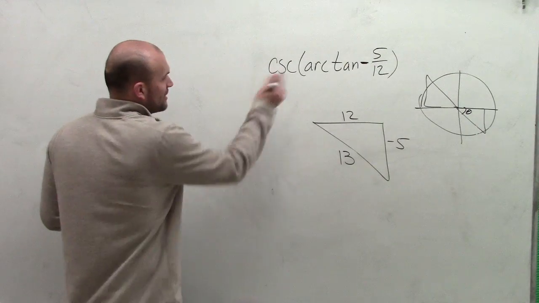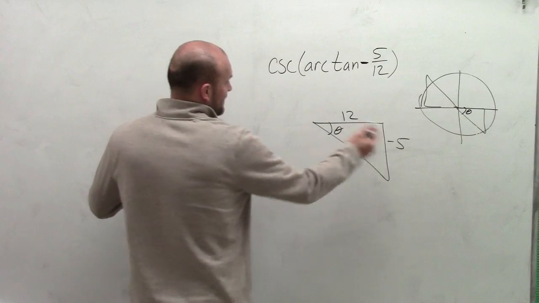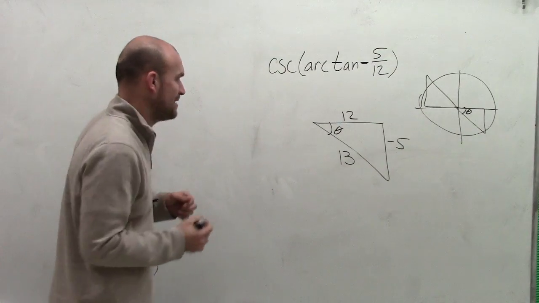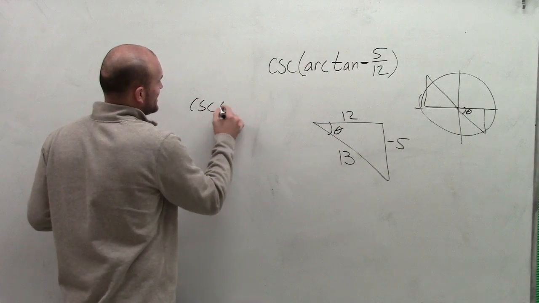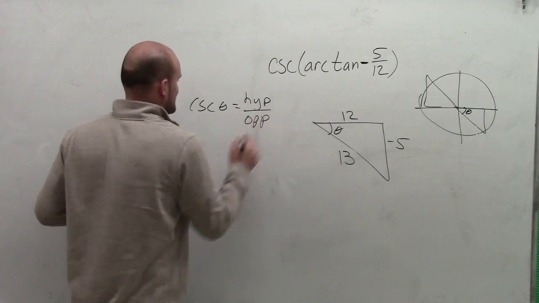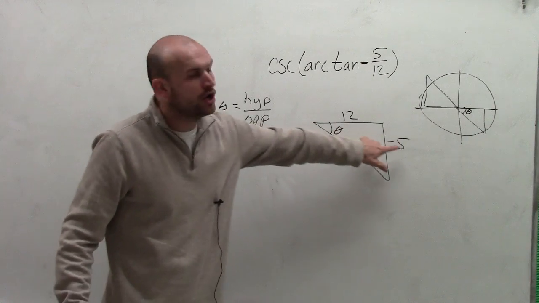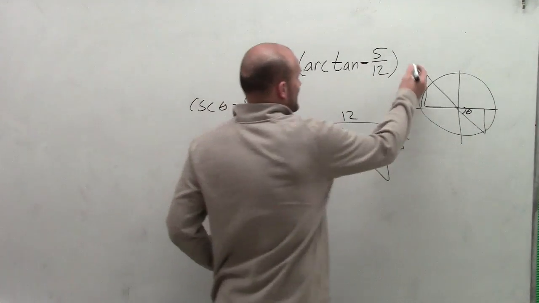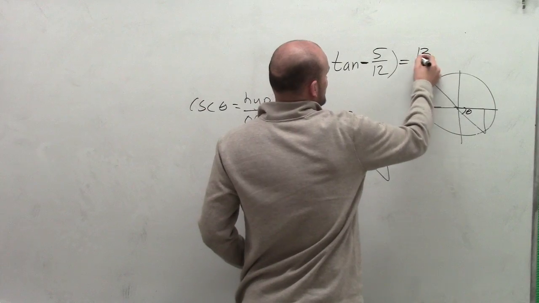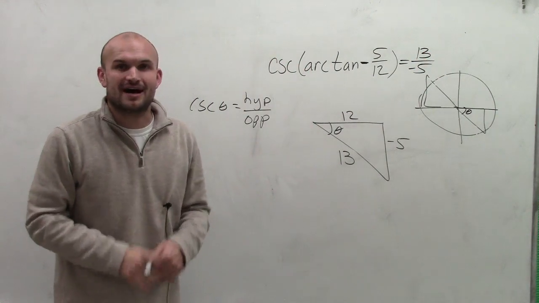Now, I need to determine the cosecant of this angle. Here's my theta, with opposite over adjacent, and there's my hypotenuse. Remember, the cosecant of theta is equal to the hypotenuse over the opposite side. So for my theta, I take my hypotenuse, which is 13, over my opposite, which is -5. Therefore, my final evaluation for this expression is 13 over -5. Thanks.